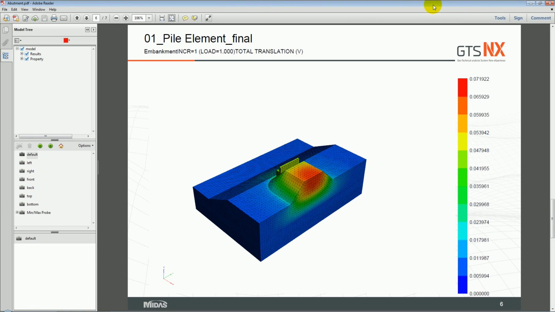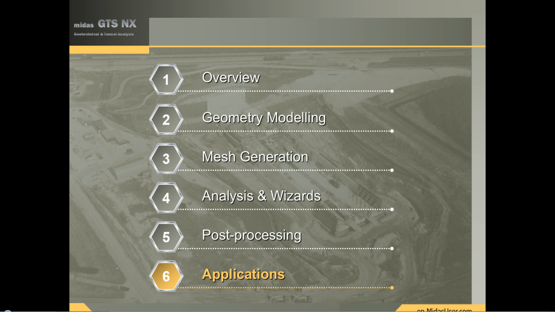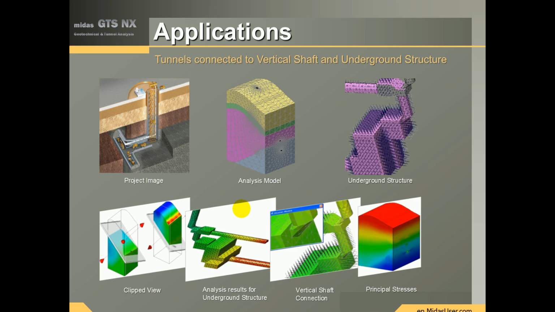So just go back into the presentation and close with some of the project applications. So just to shut everything down, get out of the way. I just want to briefly flick through the project applications. So sequential excavations of tunnels in fractured rock. You see complex geometries there. Tunnel connected to vertical shafts and underground structures.